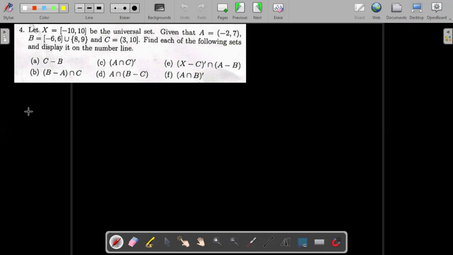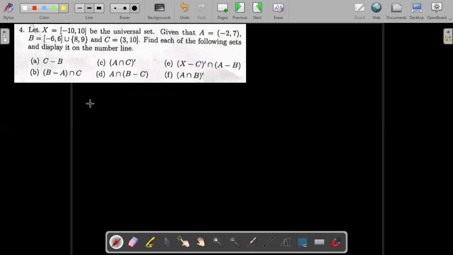Question 4 reads, let X equal to the interval negative 10 to 10. It is closed because there are square brackets on both sides. Let it be the universal set. Then given that A is equal to that there, and we have B there, and C given, find the following sets and display them on the number line. So they're telling us we must find these sets and also display these sets on the number line.